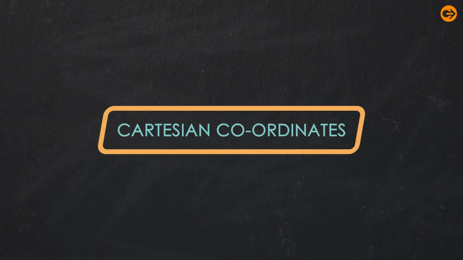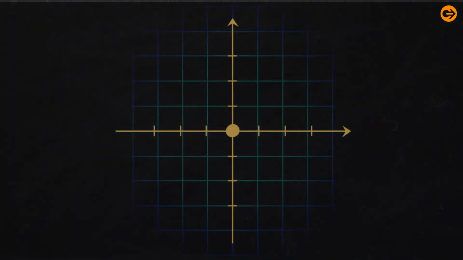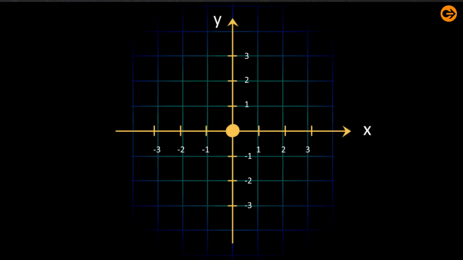The Cartesian coordinate system is also called the rectangular coordinate system. It provides a method of uniquely identifying the position of a point on a two-dimensional plane, with x and y, or in three-dimensional 3D space, with x, y and z.